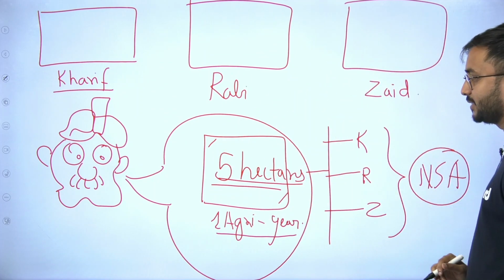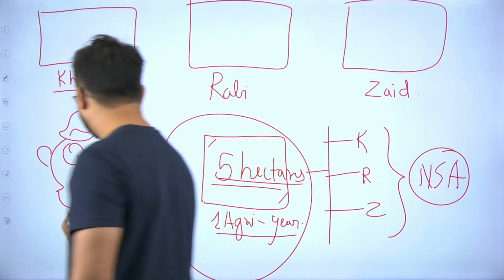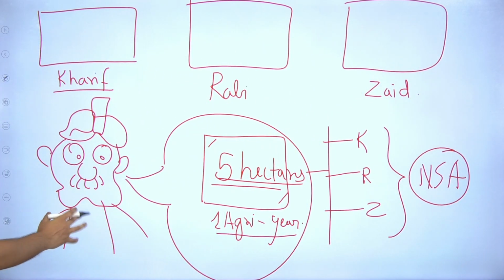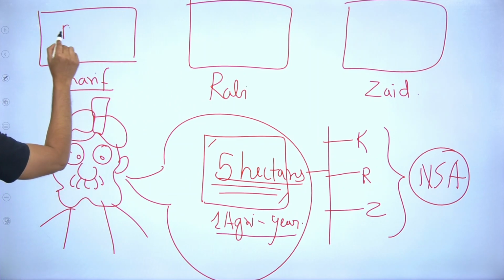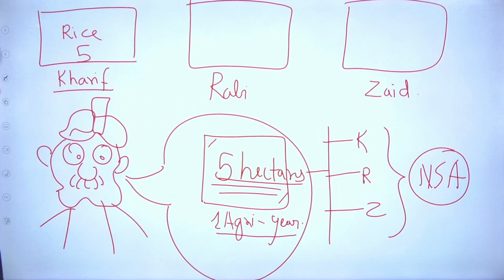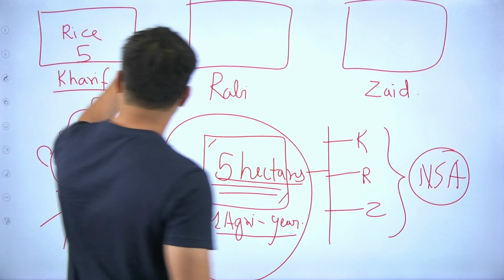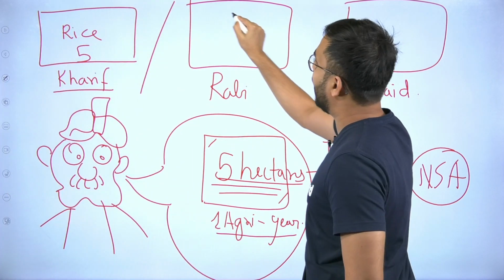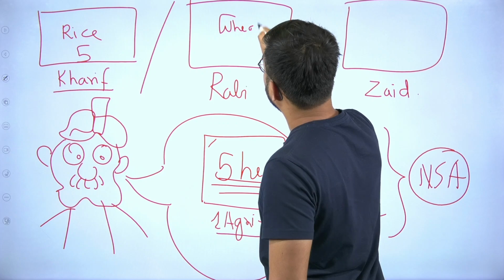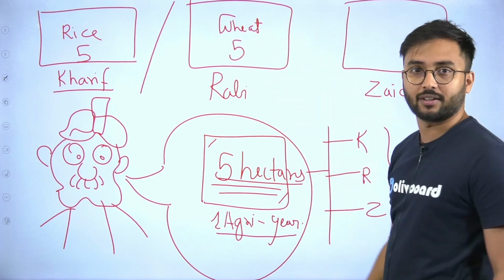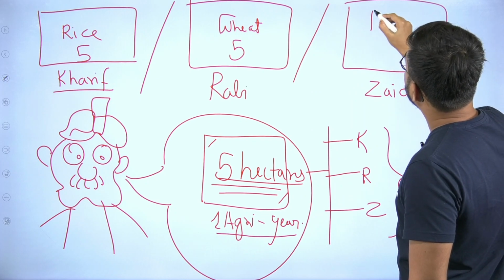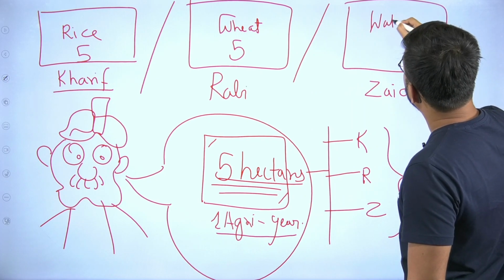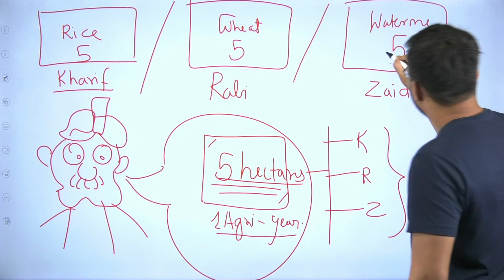So gross cropped area is nothing but, if this particular farmer, I am this particular farmer, has 5 hectares of land in which he is doing Kharif, Rabi and Zaid season. Now suppose in the Kharif season I am planting rice on 5 hectares, same 5 hectares. Then after harvesting of rice, in Rabi season, I am planting wheat on the same 5 hectares. Then after that I am planting maybe watermelon on the same 5 hectares.